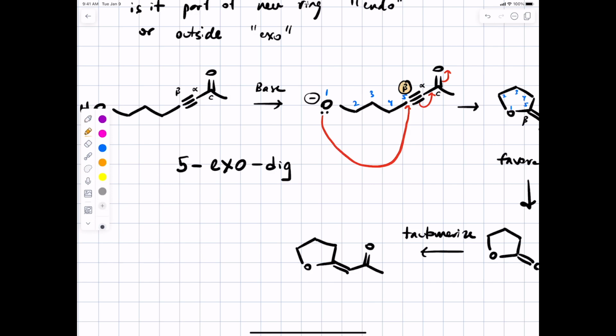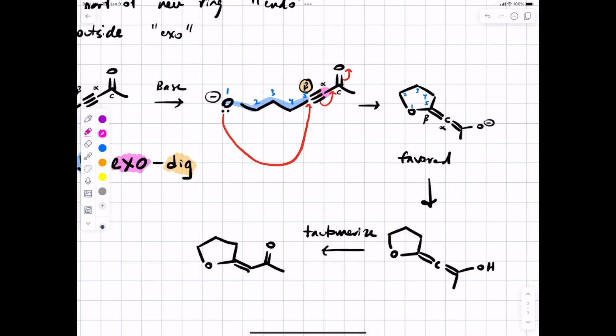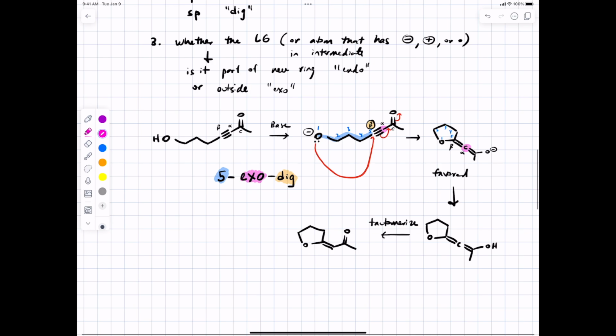Dig refers to the hybridization of the atom being attacked. 5 refers to the fact that we made a 5-membered ring. And then exo refers to the fact that the atom that has the negative charge, the alpha carbon, and we haven't drawn the resonance structure where it has the negative charge, but we could have done. In any case, that alpha carbon is not part of the ring. So that is a 5-exo-dig cyclization. Wait, can you explain why it's exo again? Why did you name those?